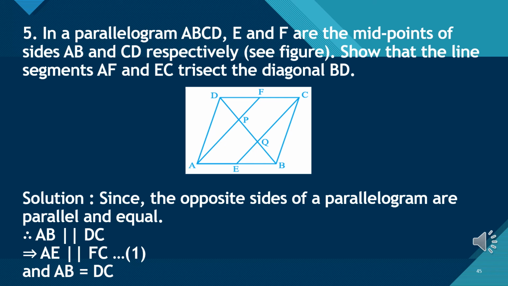PQ equals half of AC and PQ is parallel to AC, equation number 2, by the midpoint theorem. From 1 and 2 we get PQ equals half of AC and SR equals half of AC. Therefore, PQ equals SR and PQ is parallel to SR.